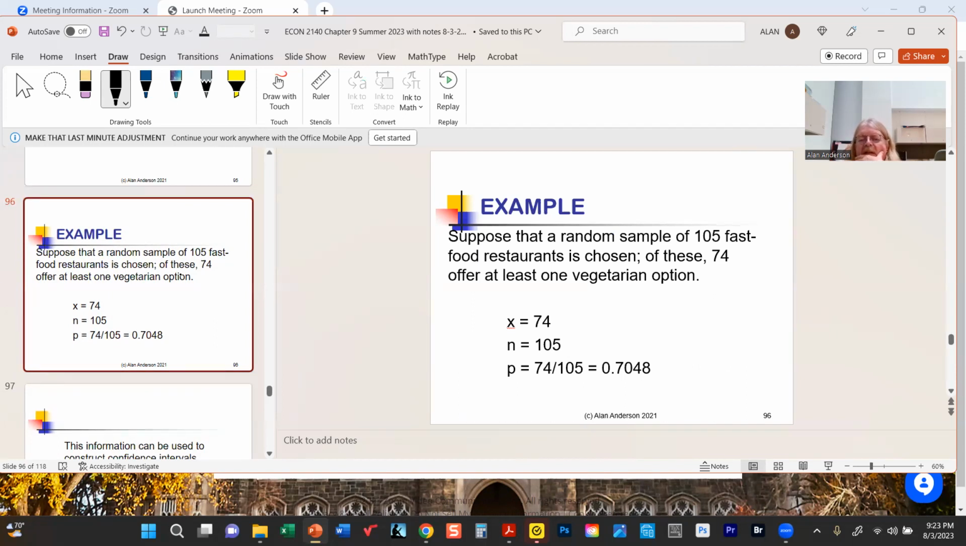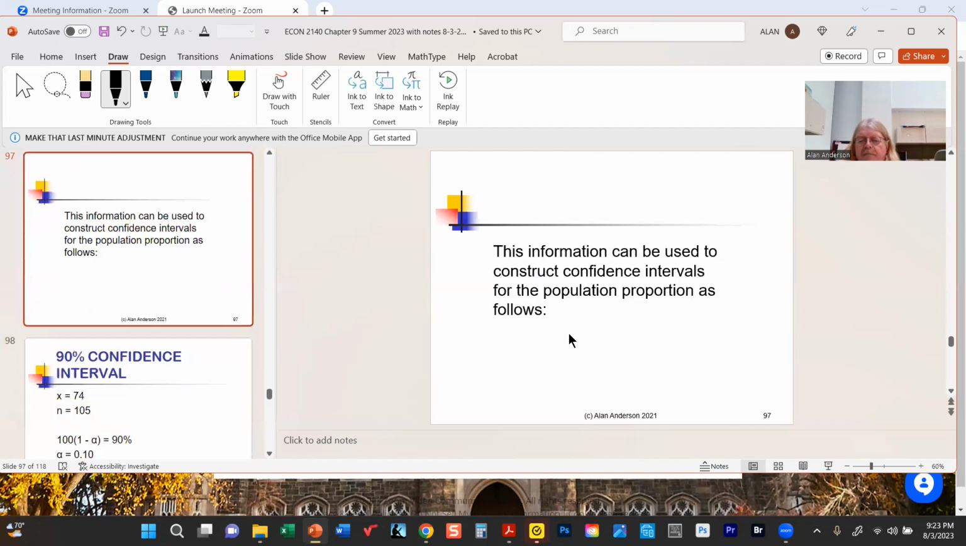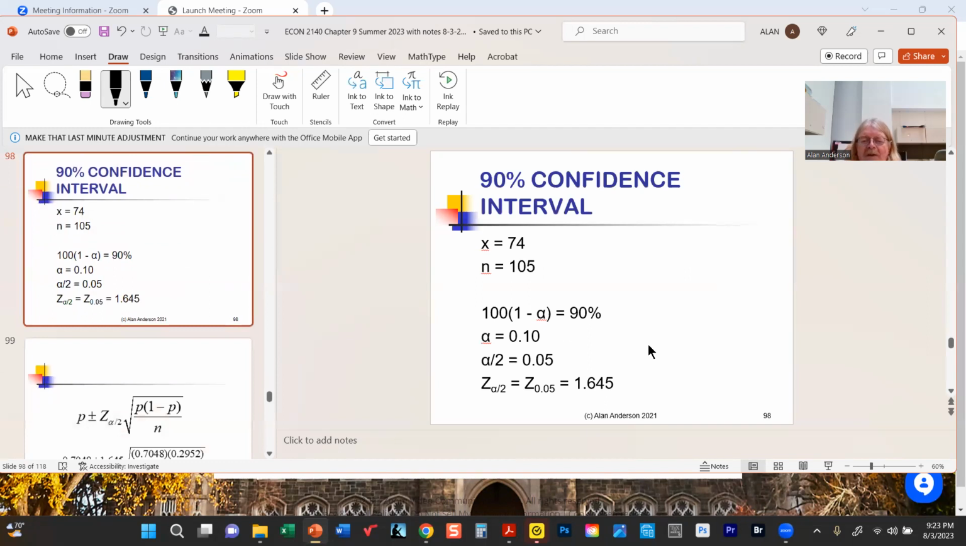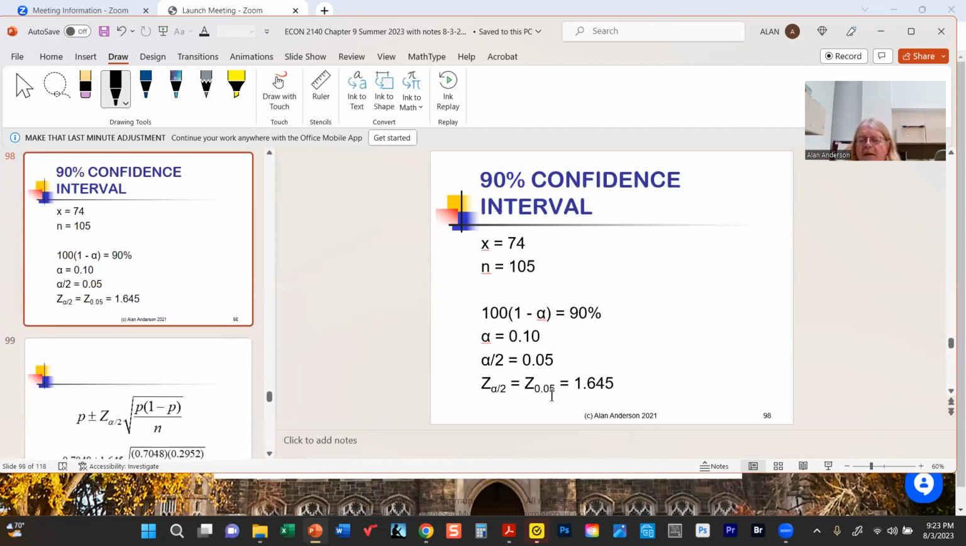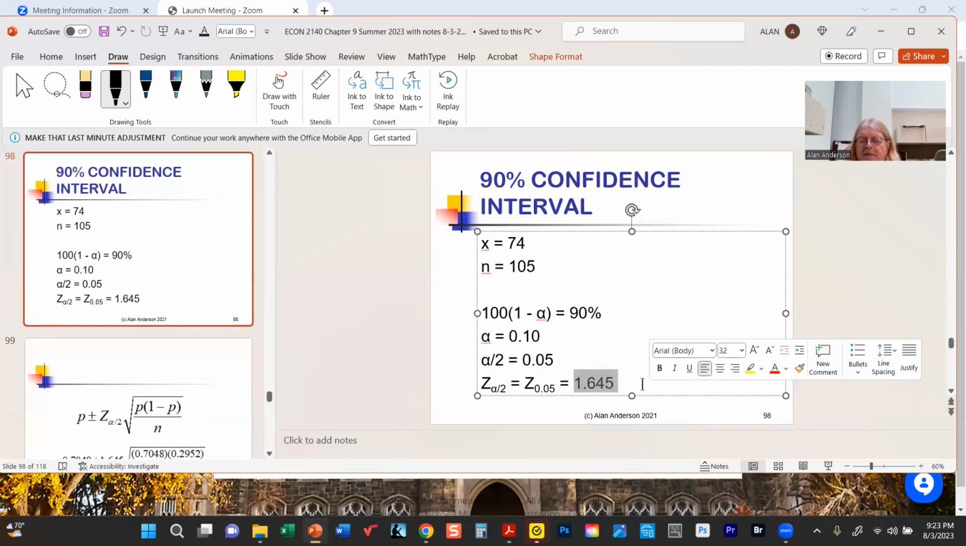So that means that X is 74, the sample size is 105. So the sample proportion is 70.48%. So with that information, we want to come up with an estimate of the true population proportion by constructing a confidence interval. How? Well, we're just basically plugging everything into this formula with the understanding that we do need a z-score. But we know how that works already. 90% implies a z-score of 1.645.